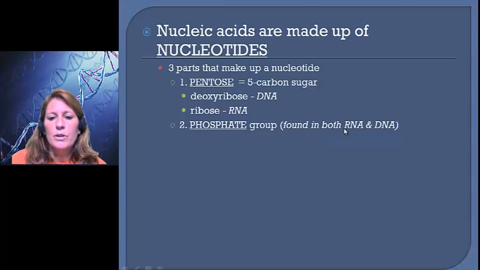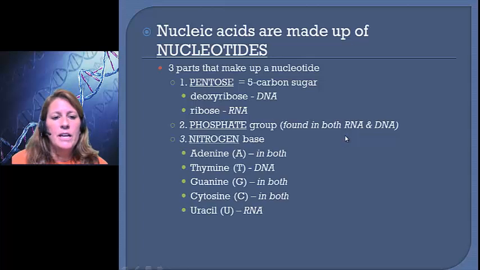So I will ask you questions on a particular part or component of a nucleotide and which molecule it's found in. So make sure you take a look at that. And the third part of a nucleotide is a nitrogen base. Now this seems like a lot, but if you break it down, I've got another diagram that'll put it into perspective. So I've got these 5 bases, and those are the ones that are going to attach to one another to make a DNA molecule.